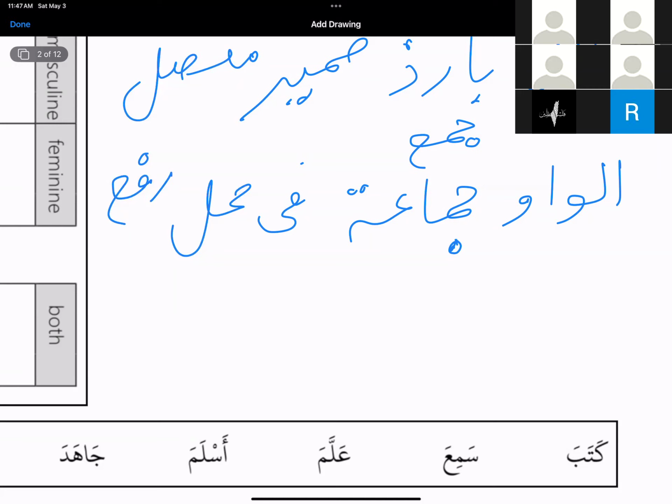Fi'l madi, katabu. Fi'l madin mabni ala damma. And the fa'il: damir muttasil, alif... wawul jama', fi mahalli raf', fa'ilun hum. Or wawul jama' huma, you can say, because waw is basically representing hum, right? So wawul jama'. So damir muttasil, wawul jama', and fi mahalli raf', fa'ilun hum.